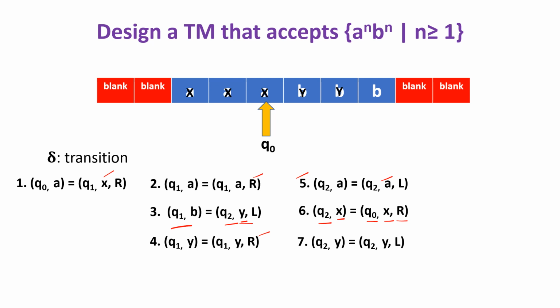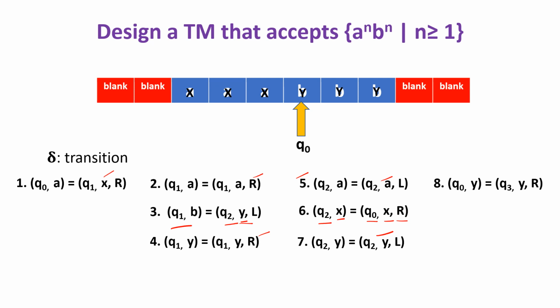Next again Q0 A. A is replaced as X. Q0 is replaced as Q1. Move towards the right. Q1 Y, keep as it is. Move towards the right. Q1 B. Q1 is replaced as Q2. B is replaced as Y. Move towards the left. So next Q2 Y, keep as it is. Go on moving towards the left until you come across an X. So once we come across an X, Q2 is replaced as Q0. Keep X as it is. Move towards the right.